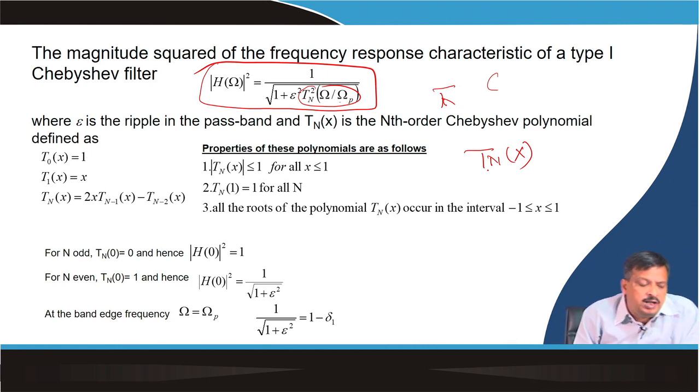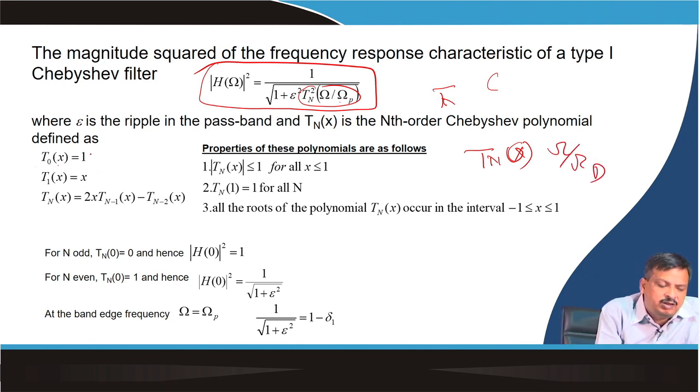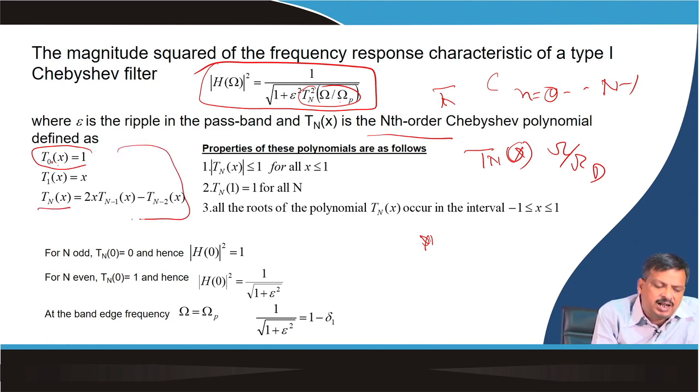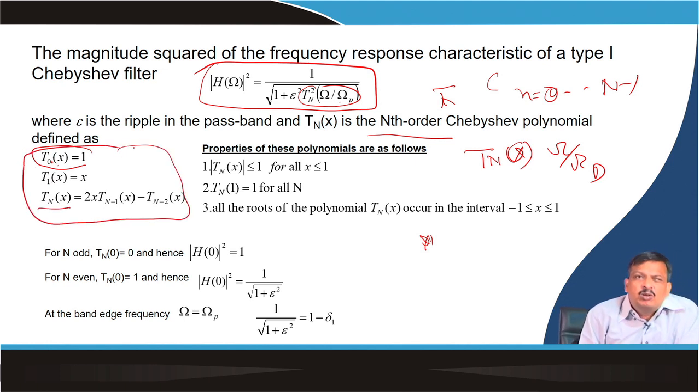So what is the polynomial? It is nothing but T0 of x. x is the input variable, so x is nothing but omega by omega p. So T0 of x is equal to 1 when n equals 0. n is the order, so small n varies from 0 to n minus 1. Small n equal to 0 means T0, T1, Tn. So this is a recursive kind of polynomial which is used to approximate the desired frequency response of the filter.